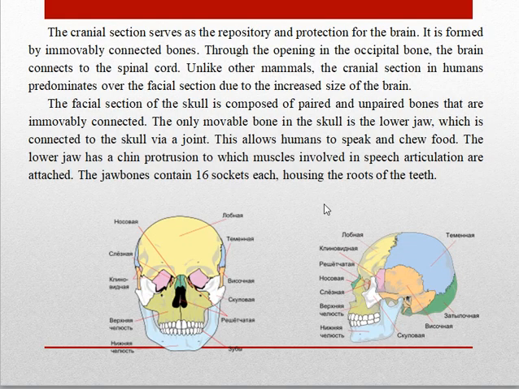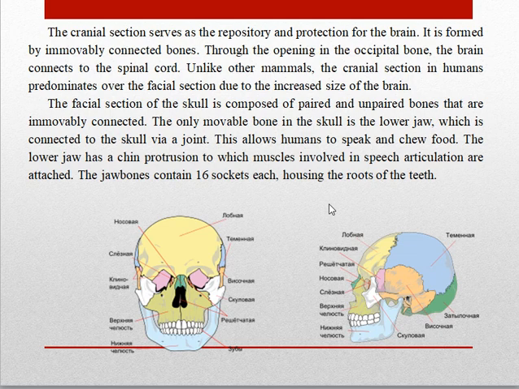The cranial section serves as a repository and protection of the brain. It's formed by immovably connected bones. Through the opening in the occipital bone, the brain connects to the spinal cord. Unlike other mammals, the cranial section in humans predominates over the facial section due to the increased size of the brain. The facial section of the skull is composed of paired and unpaired bones that are immovably connected.